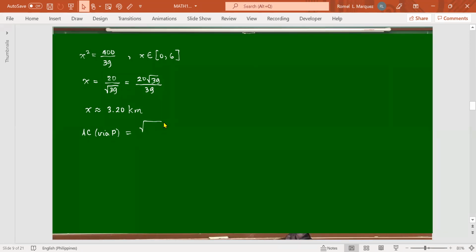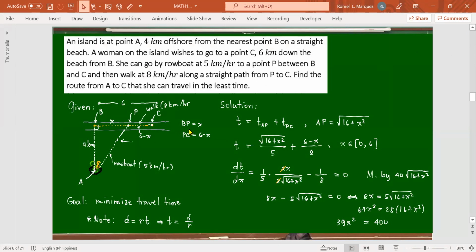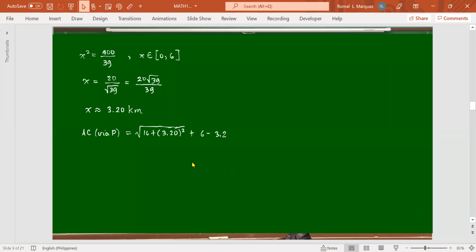Square root of, you substitute the distance. No? Distance is what? Square root of. Yung distance is 16 plus 3.2. This is just approximate. 1 squared plus 6 minus 3.2. Am I correct, guys? Ito yung distance. Okay, what's the answer?